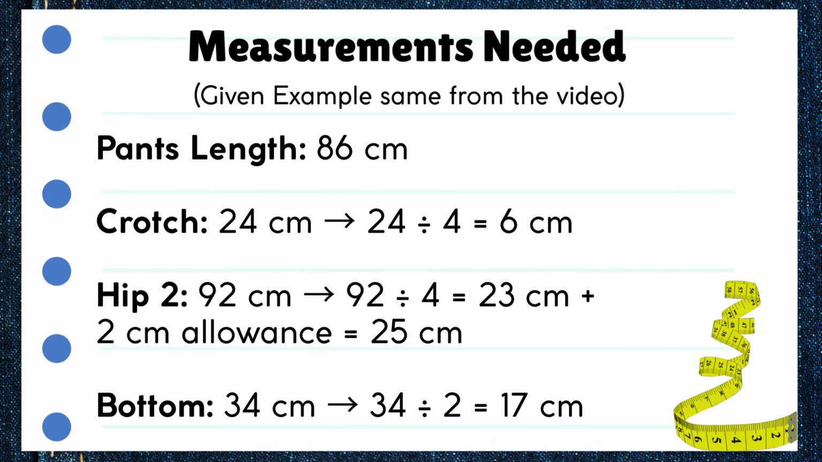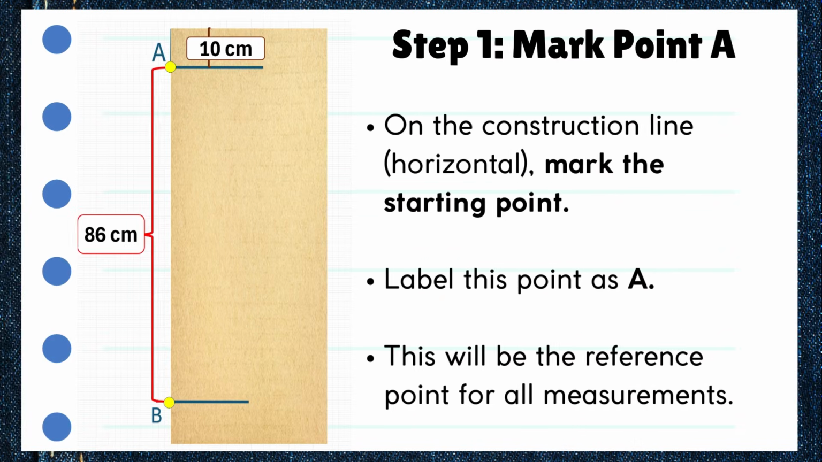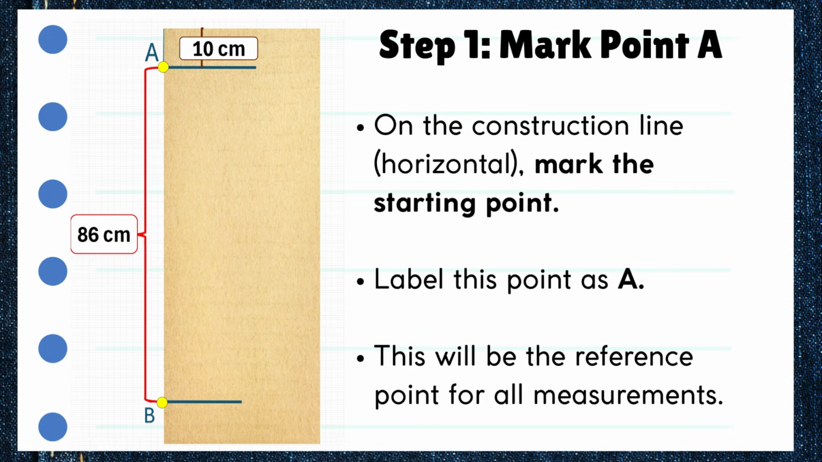Measurements needed. We use the same measurement from the given example from the video. Pants length, 86 cm. Crotch, 24 cm. Hip 2, 92 cm. Allowance equals 25 cm. Bottom, 34 cm. Step 1. Mark point A on the construction line, horizontal, mark the starting point. Label this point as A. This will be the reference point for all measurements.